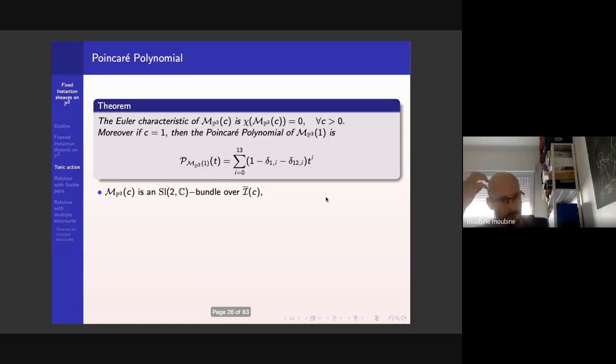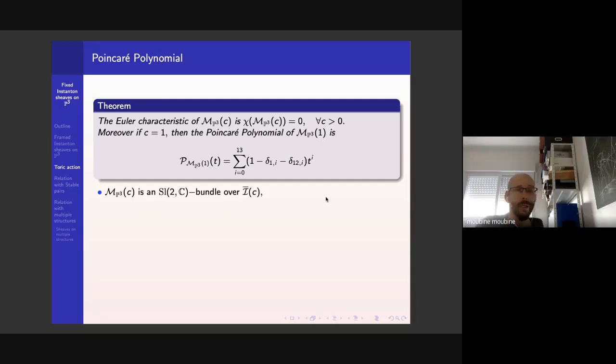So this is based on the fact that this moduli space is an SL2C bundle over the moduli space of all instantons. The surjective map, the projection, is given by forgetting the framing. And in fact, if we are in differential topology, we can use the product formula for the Poincaré polynomial. But since we are in the Zariski topology, this is not always possible. But we can always do this in the étale topology.